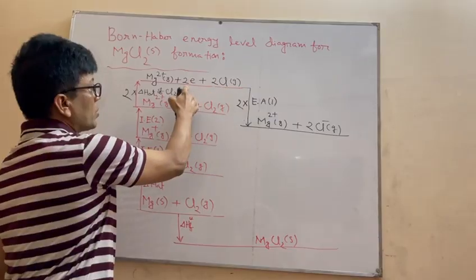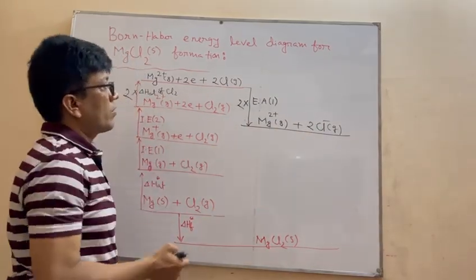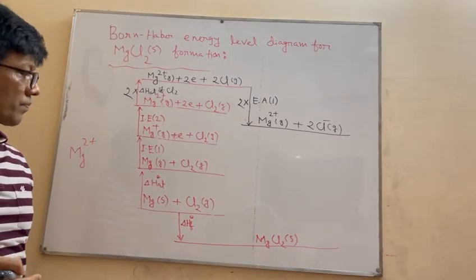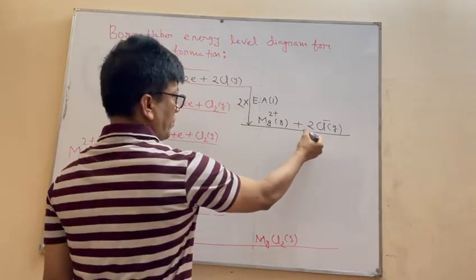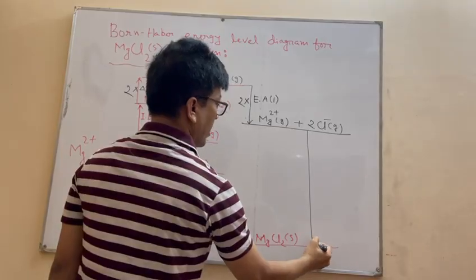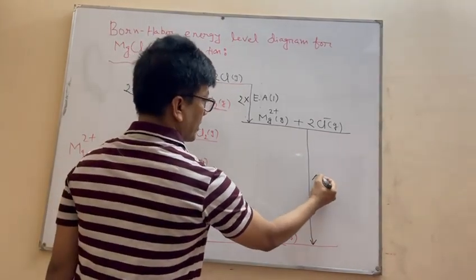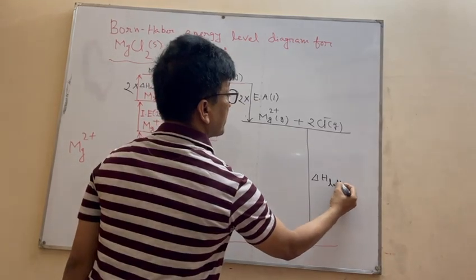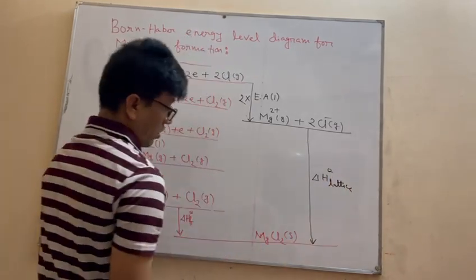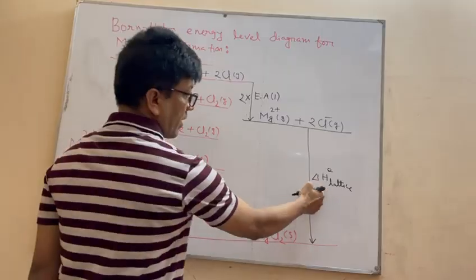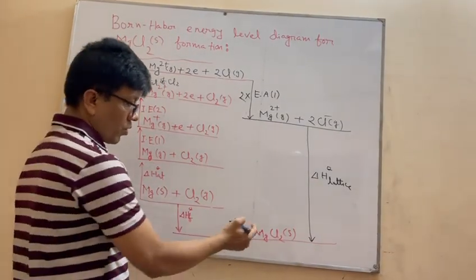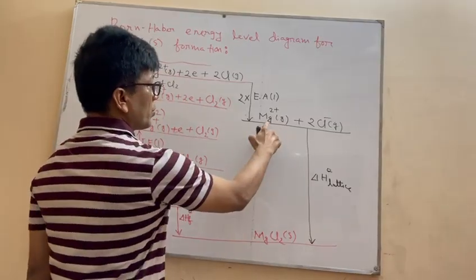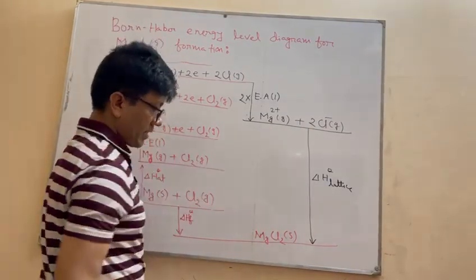2 chlorine atoms gain 2 electrons to form 2 chloride ions. This is EA1, which means first electron affinity. Now, what is this? This is the standard enthalpy of lattice energy. What is lattice energy? It is the energy change when 1 mole of ionic compound is produced from its separate gaseous ions.